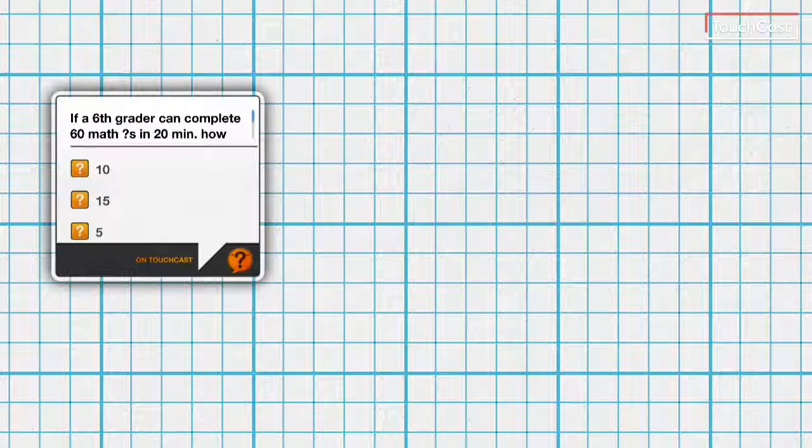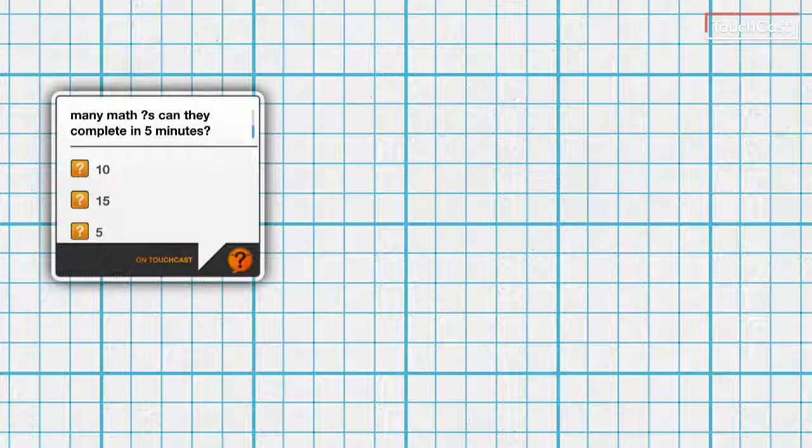Okay, please write out a ratio table to show how you would answer this question. Show your teacher when you have finished this part. If a sixth grader can complete 60 math questions in 20 minutes, how many math questions can they complete in 5 minutes? Please show your ratio table to your teacher when you've finished before moving on to part 2.